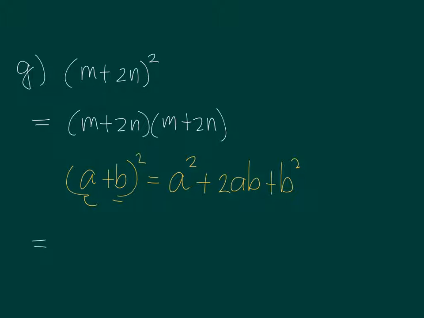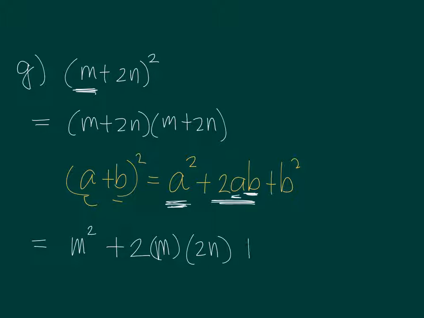Okay, so following the formula for expanding a binomial squared, we have to square the a, and the a in this case is m, so we have m squared. So basically you square the first term, and then the middle term is always twice the product of the first term and the second term. So that means 2 times the product of m, the first term, and the second term, 2n. And then plus the square of the second term, which is 2n, so that means 2n squared.